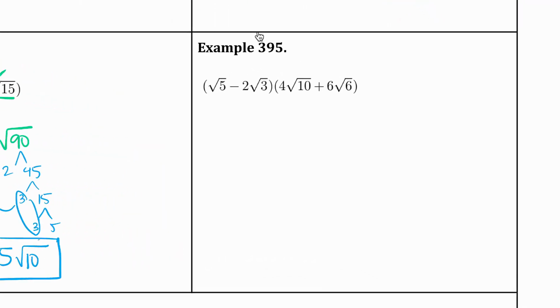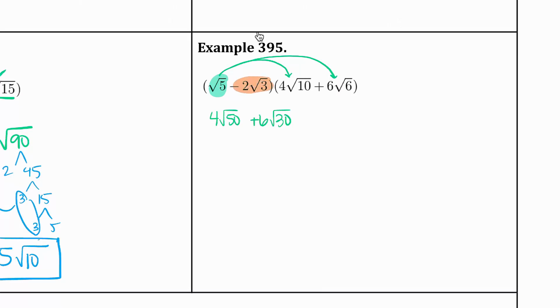Okay, so in our next example, we have two terms by two terms, a binomial times a binomial. So again, we're going to treat it just like we did when we were working with variables and numbers. We're going to take our first term, distribute it to everything in our second binomial. So square root of 5 times 4 square root of 10 is going to give me 4 square root of 50. Square root of 5 times 6 square root of 6 is going to give me 6 square root of 30.